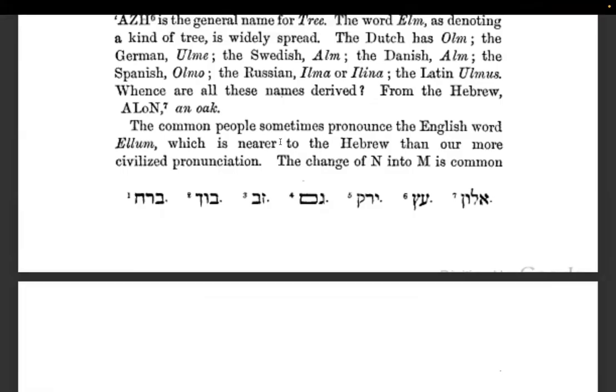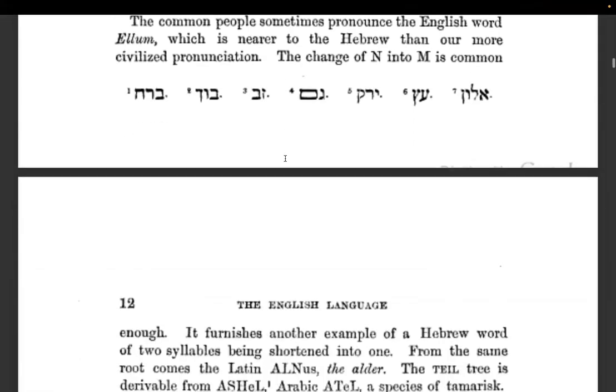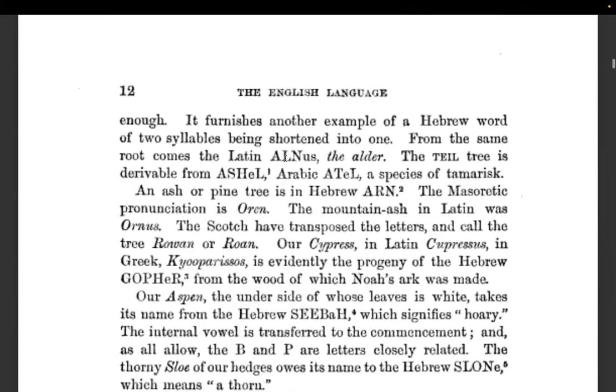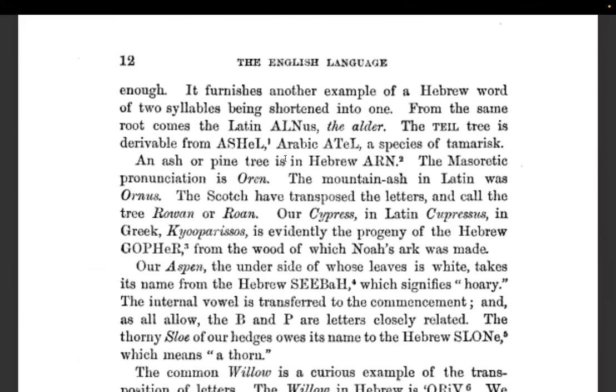The common people sometimes pronounce the English word elum, which is right there, which is nearer to the Hebrew than our more civilized pronunciation. The change of N into M is common enough. It furnishes another example of a Hebrew word of two syllables being shortened into one, which happens in many cases in English. They want to simplify the way things are pronounced or spoken. You'll find simplification and ease of speaking is one of the common principles in how the language has changed over time.